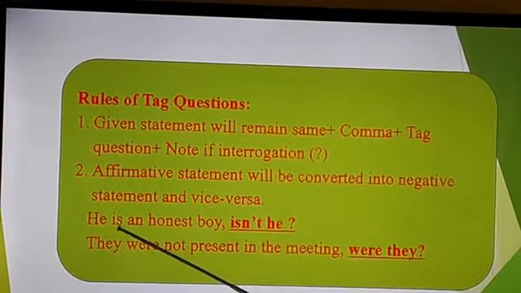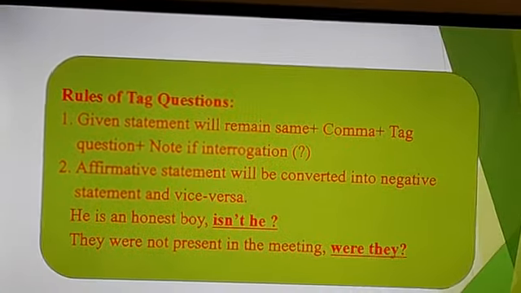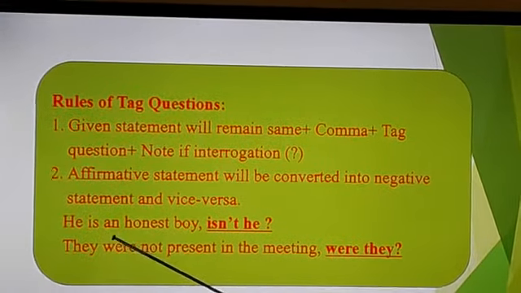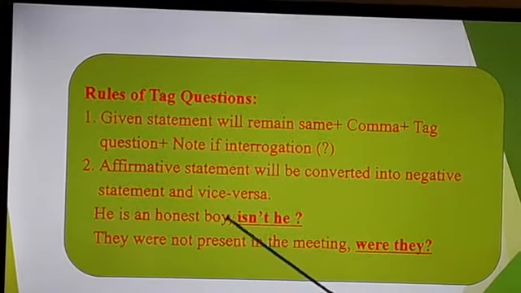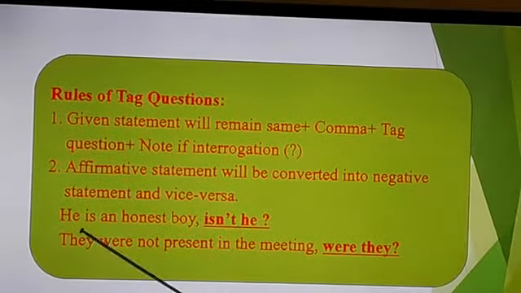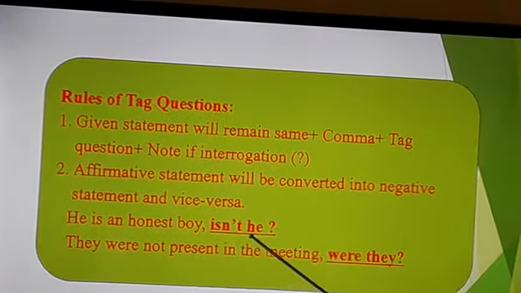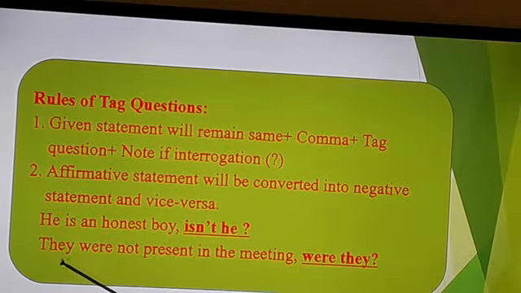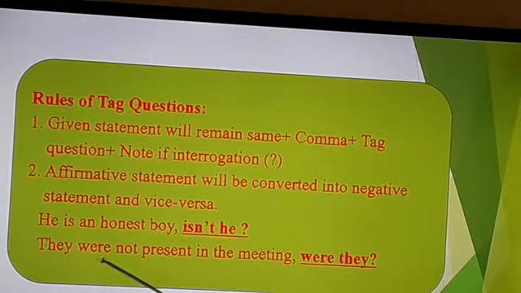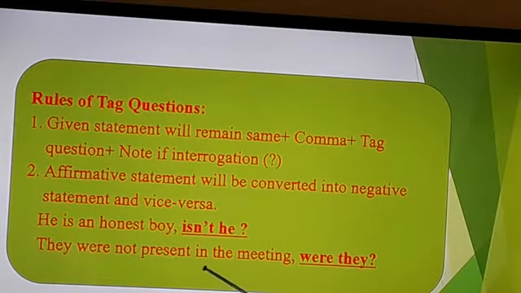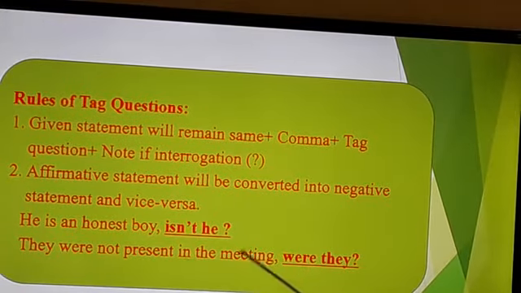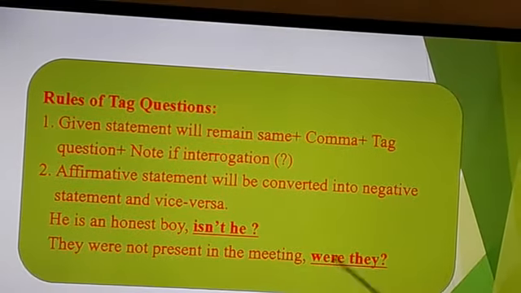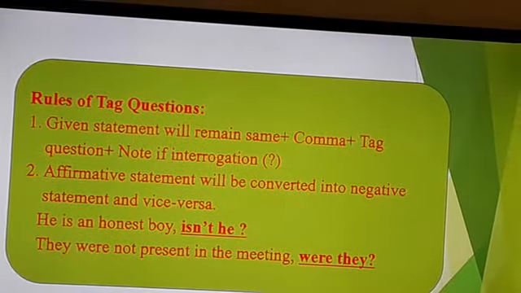For example, if I say, He is an honest boy, this is an affirmative statement. So you have to make it negative: you take the to be verb and make it negative, and at the end you add the subject. That is, isn't he? Then, They were not present in the meeting. This is a negative statement, so we have to make it affirmative. We take the auxiliary verb and bring the subject. So the answer is, were they? Next.